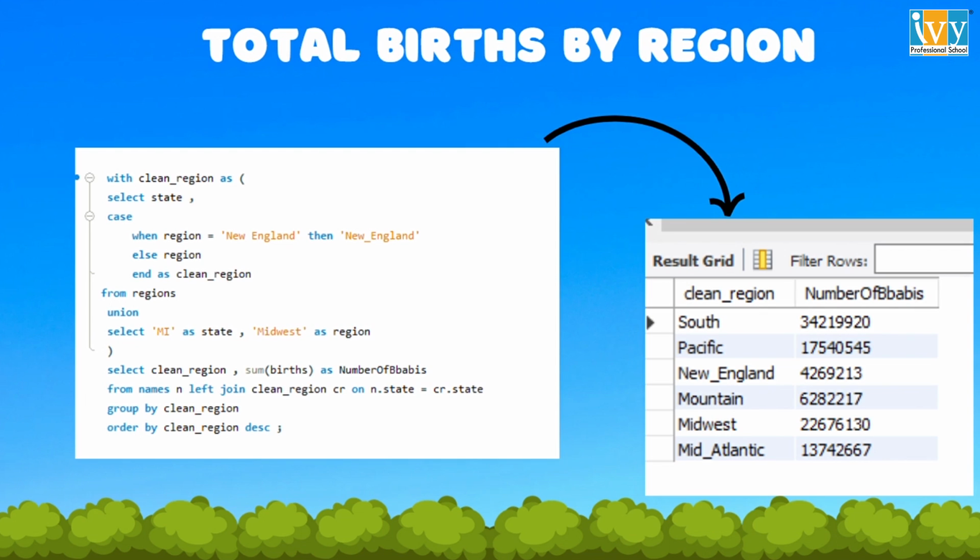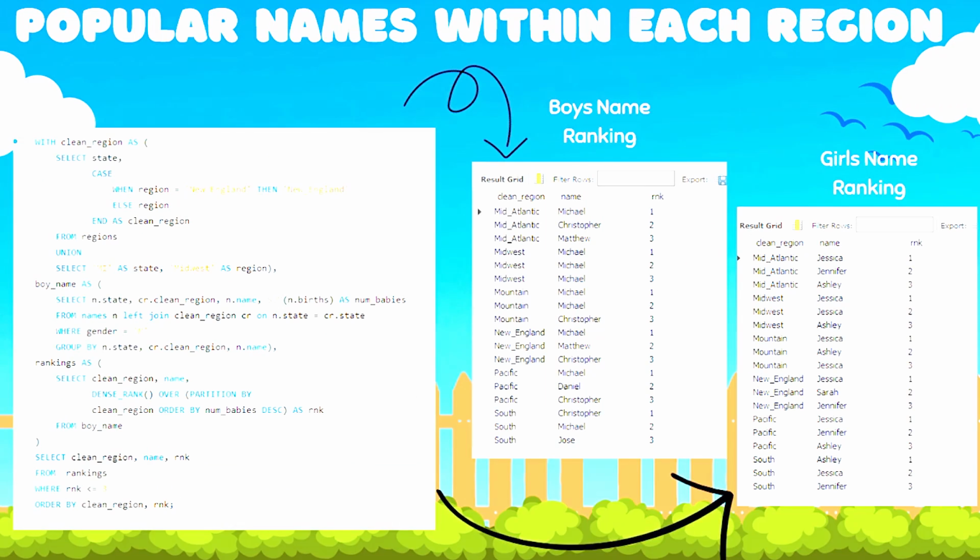Next, to analyze the total births by region, at first I cleaned my regional data by standardizing the name, like New England, and adding Michigan to the Midwest region using a case statement. Then I did a left join with my cleaned region table and my names table, ordering the births in descending order, where I found that the South, Pacific, and New England regions had the highest number of births, followed by Mountain, Midwest, and Mid Atlantic.